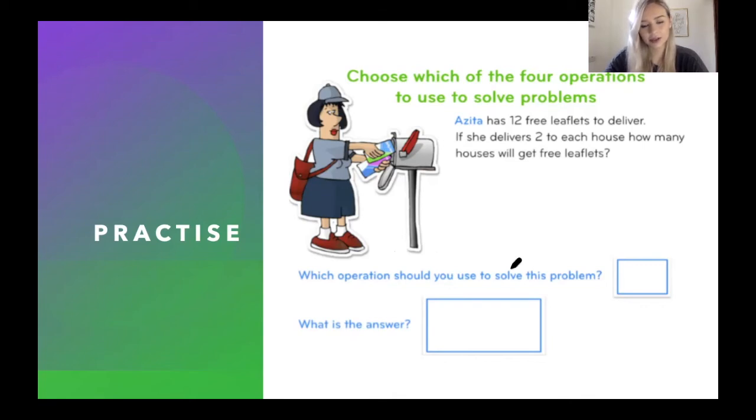So you need to decide which operation you're going to use to solve the problem, and then you're going to write down the answer as well. Pause the video to have a go at this problem. Okay, well done for having a go at this problem.